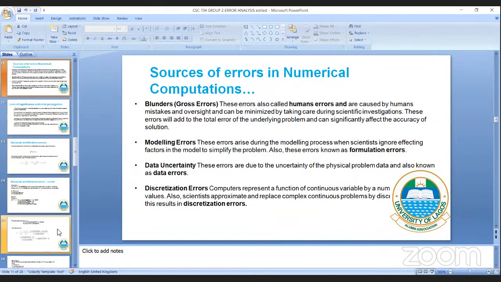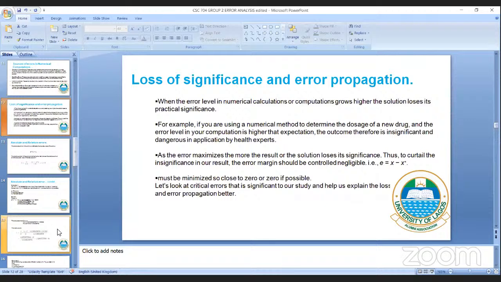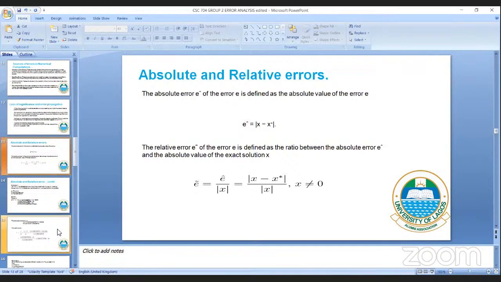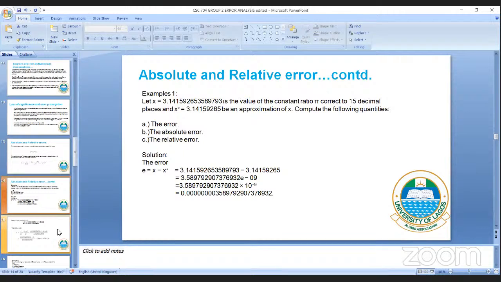Okay, sources of errors in numerical computations: blunders, modeling errors, data uncertainty, and discretization errors. Next, loss of significance and error propagation. You can write a formula that E is equal to X minus X star. I'm going to use examples to explain it further. So this is an example: the relative error is E over X. This is a clear example of absolute and relative error.